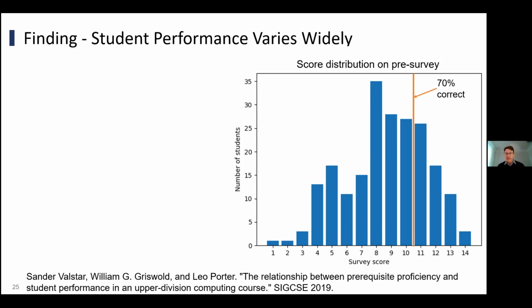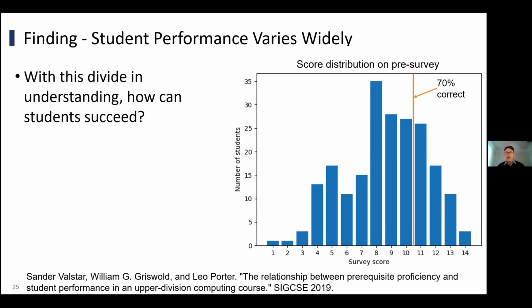Now, similar to the study in India that I mentioned before, how can these students succeed when they're missing so many fundamentals from prior classes? And moreover, how do they even get in the class in the first place?